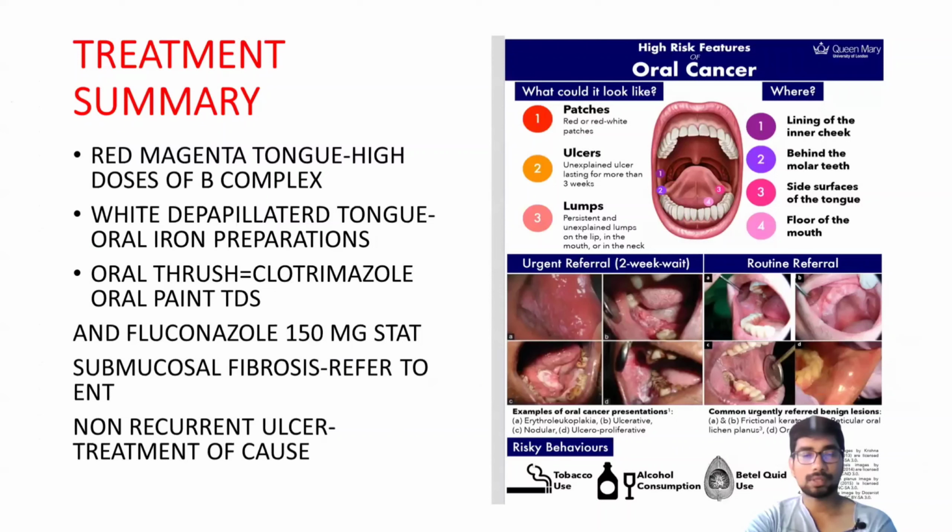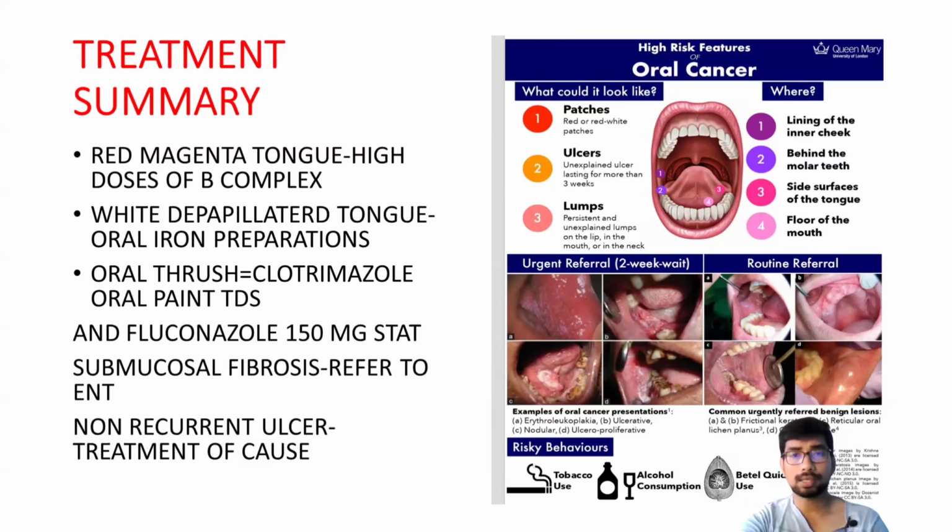So, treatment summary: for red magenta tongue, we give B complex supplementation. For white, depapillated tongue, oral iron preparation. If there is oral thrush, clotrimazole oral paint, and give fluconazole 150 mg tablet stat. If submucosal fibrosis is there, refer to ENT. For non-recurrent ulcer, treat the cause. So, oral cancer risk features: what could it look like?